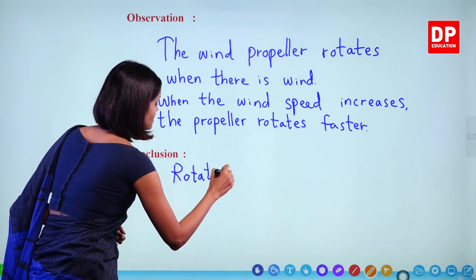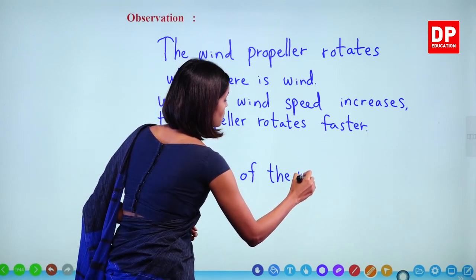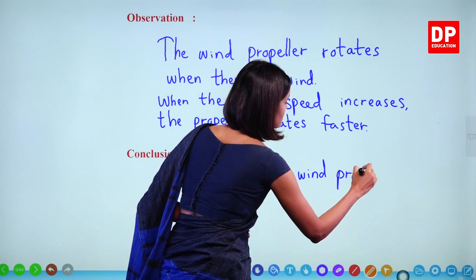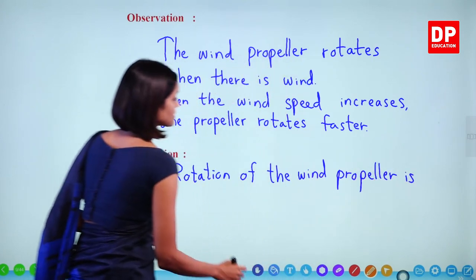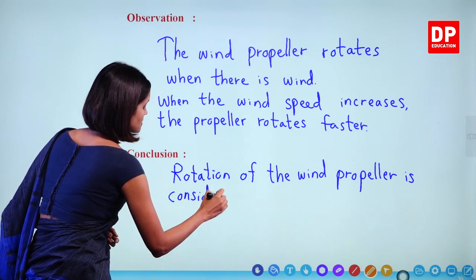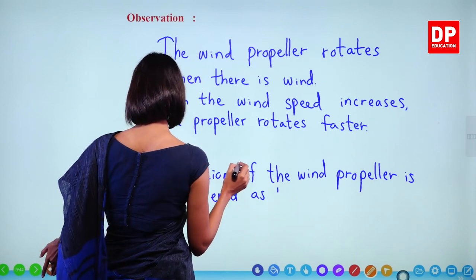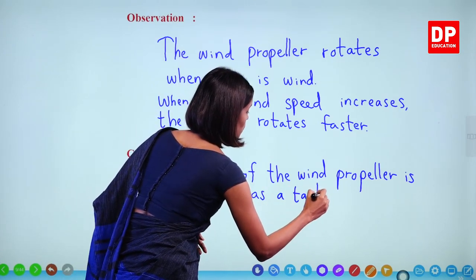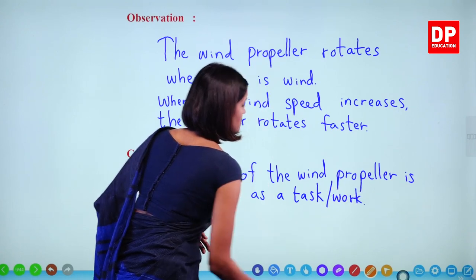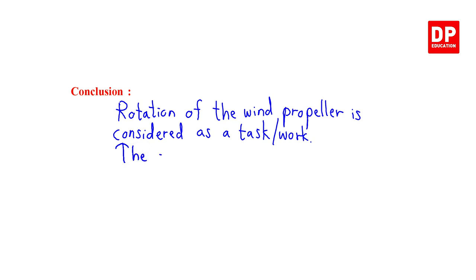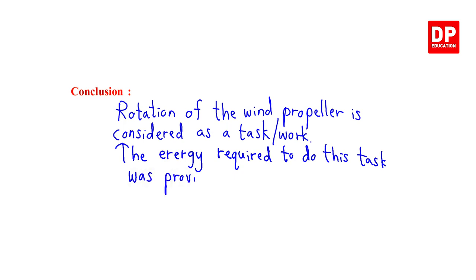Rotation of the wind propeller is considered as a task, or work. The energy required to do this task was provided by wind.